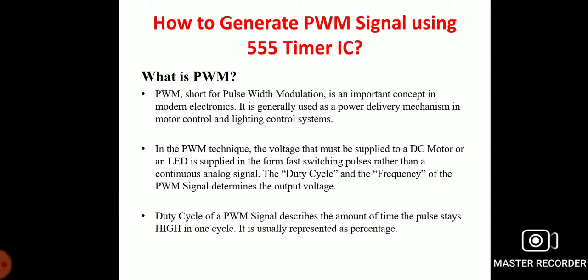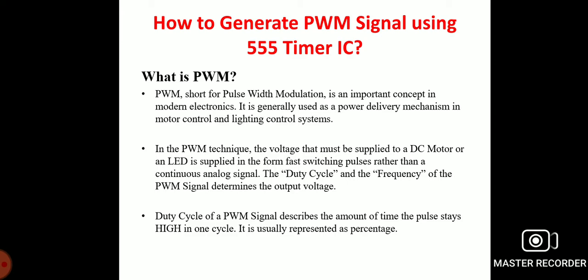The duty cycle of the timer is adjustable, so it can be used for many applications. One of the applications is pulse width modulation using the IC 555 timer. How is it possible to generate the PWM modulation? Now we can see what a PWM, pulse width modulation, process is. It is short for pulse width modulation. It is an important concept in modern electronics.